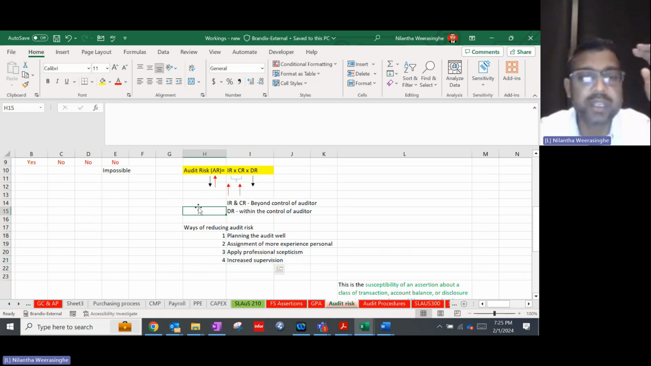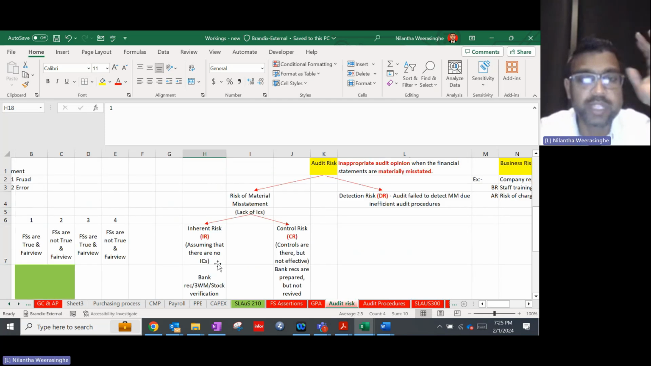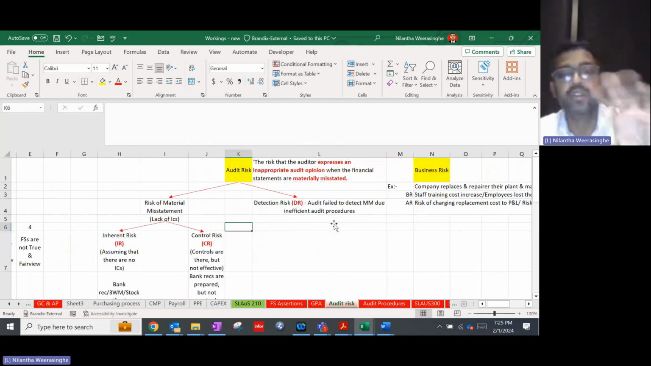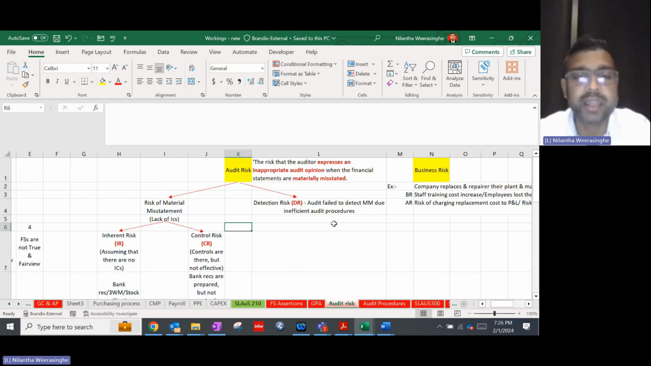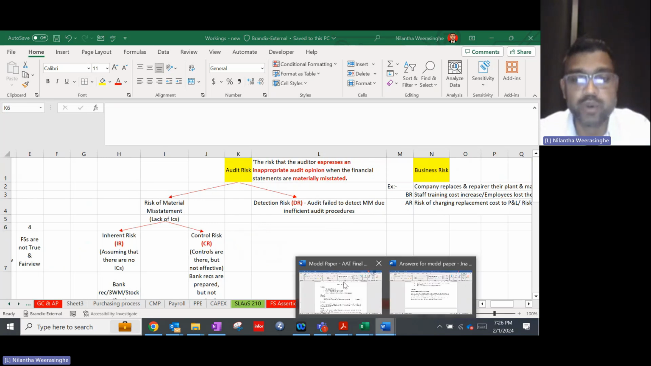So if examiners ask about the audit risk equation, you know that. How do you reduce audit risk? The only way to reduce audit risk is reducing detection risk. No other way. The auditor can't reduce these two because they are beyond the control of the audit. Only detection risk you can reduce. How do you reduce detection risk? 1, 2, 3, 4. You can see. So that is the summary explanation of audit risk. I explained this in a little detail because the examiner can test this. So, moving on.